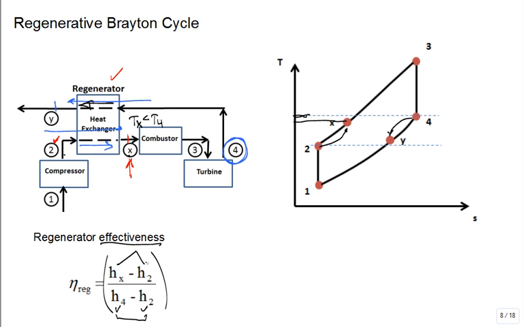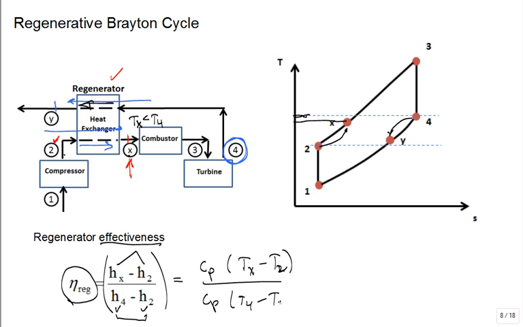When it's 100%, I have a perfect heat exchanger. Its effectiveness would be 100%. So that's the definition of the regenerator effectiveness. If you assume constant specific heats, Tx minus T2 over C sub P times T4 minus T2. Cancel those C sub P's, and now you have it in terms of temperatures.